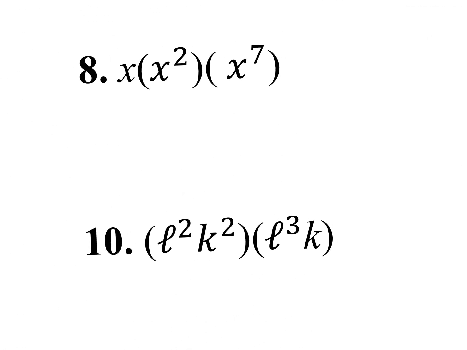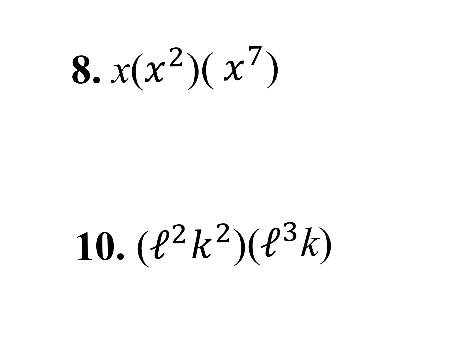If we look at number 8, it's pretty simple. It's just rule 1. Yes, there's parentheses, but there's no power on the outside, right? There's no 5 out here that you have to distribute, that you have to multiply 7 times 5. There's no power out here. So when there's no power on the outside of the parentheses, technically you don't need the parentheses. It's really just x times x squared times x to the 7th. You could ignore the parentheses.